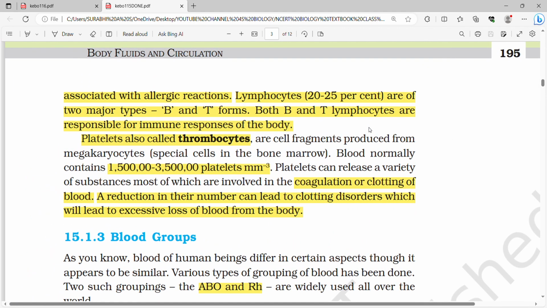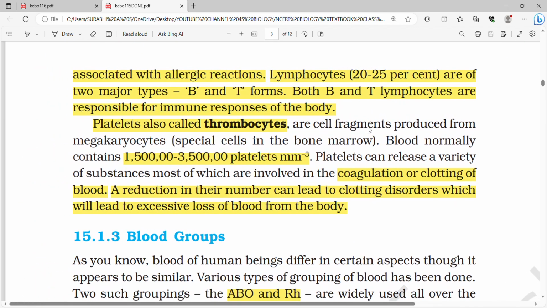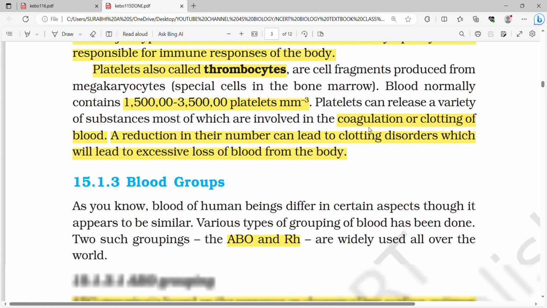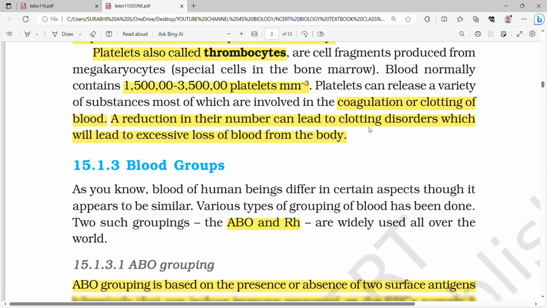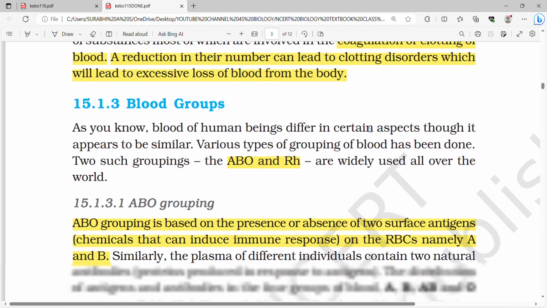Next, moving on to platelets. Platelets are also called thrombocytes. Blood normally has 1,50,000 to 3,50,000 platelets. The coagulation or clotting of blood is done by the platelets, and if the platelet number is reduced, it can lead to clotting disorders through which the blood will not be able to clot and excessive loss of blood happens.